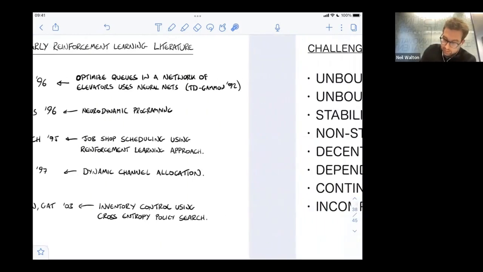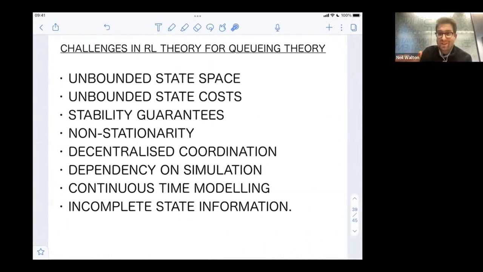But there are lots of challenges. I think the theories don't match up well. The assumptions you make if you want to prove a result about reinforcement learning tend to be bounded state space, things mix quickly, good stability guarantees, and it tends to work in a centralized way, not so well in a decentralized way. In the real world, things depend on simulation, things are continuous for a queuing system, and there's usually incomplete state information. Those facts tend not to be assumed in reinforcement learning and don't necessarily apply in queuing systems. So that's one of the reasons it's difficult to get things to work.